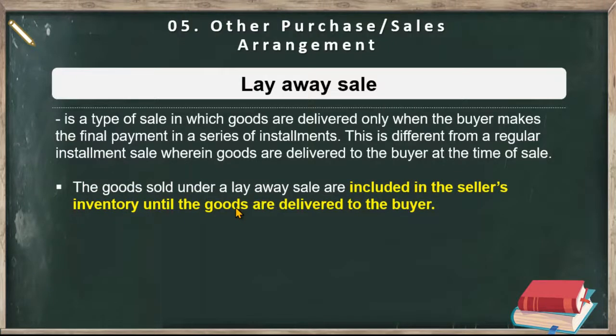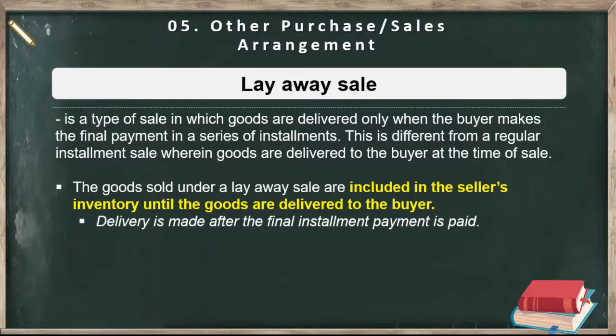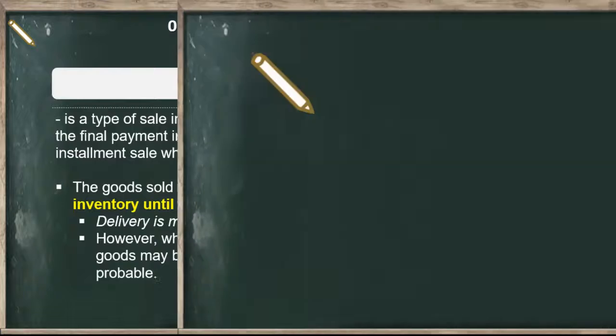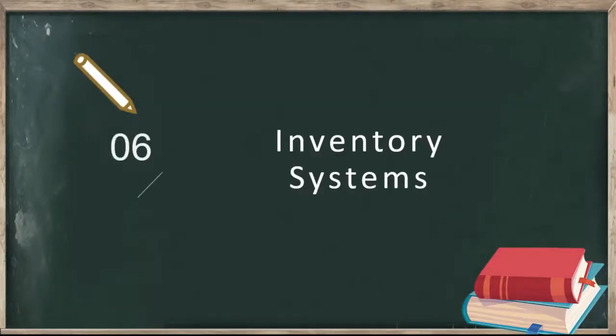So the goods sold under a layaway sale are included in the seller's inventory until the goods are delivered to the buyer. And kanus-a man na siya ma-deliver, only at the final installment. Okay, kung mubayad na si buyer sa final installment. However, when significant payments have already been made, the goods may be included in the buyer's inventory provided delivery is probable. But usually, di pa gyud na siya i-release kung wala pa gyud siya na fully paid.